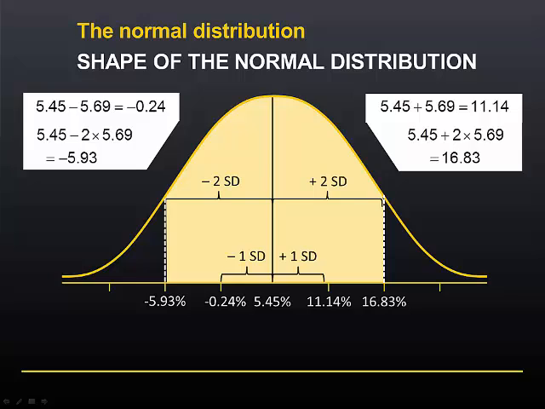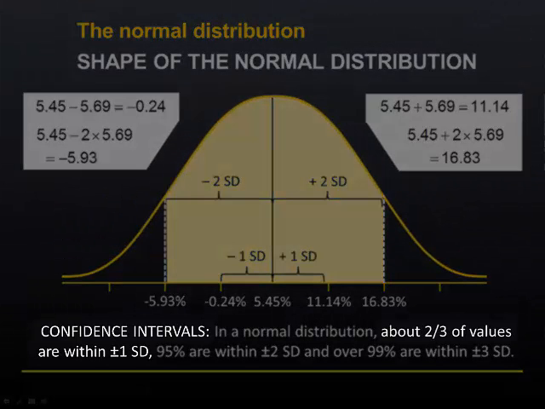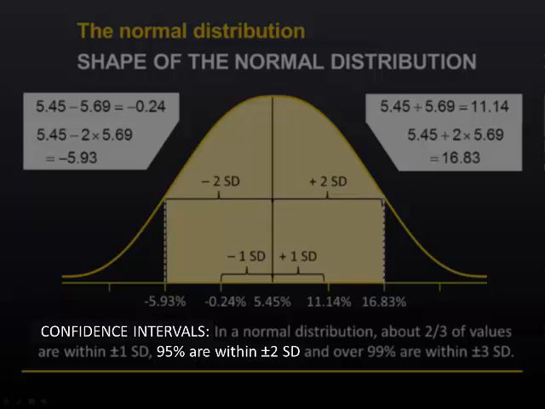One of the most useful things about the normal distribution is that we can set up confidence intervals, because in a normal distribution about 2/3 of values will fall within plus or minus 1 standard deviation, 95% within plus or minus 2 standard deviations, and over 99% are within plus or minus 3 standard deviations.